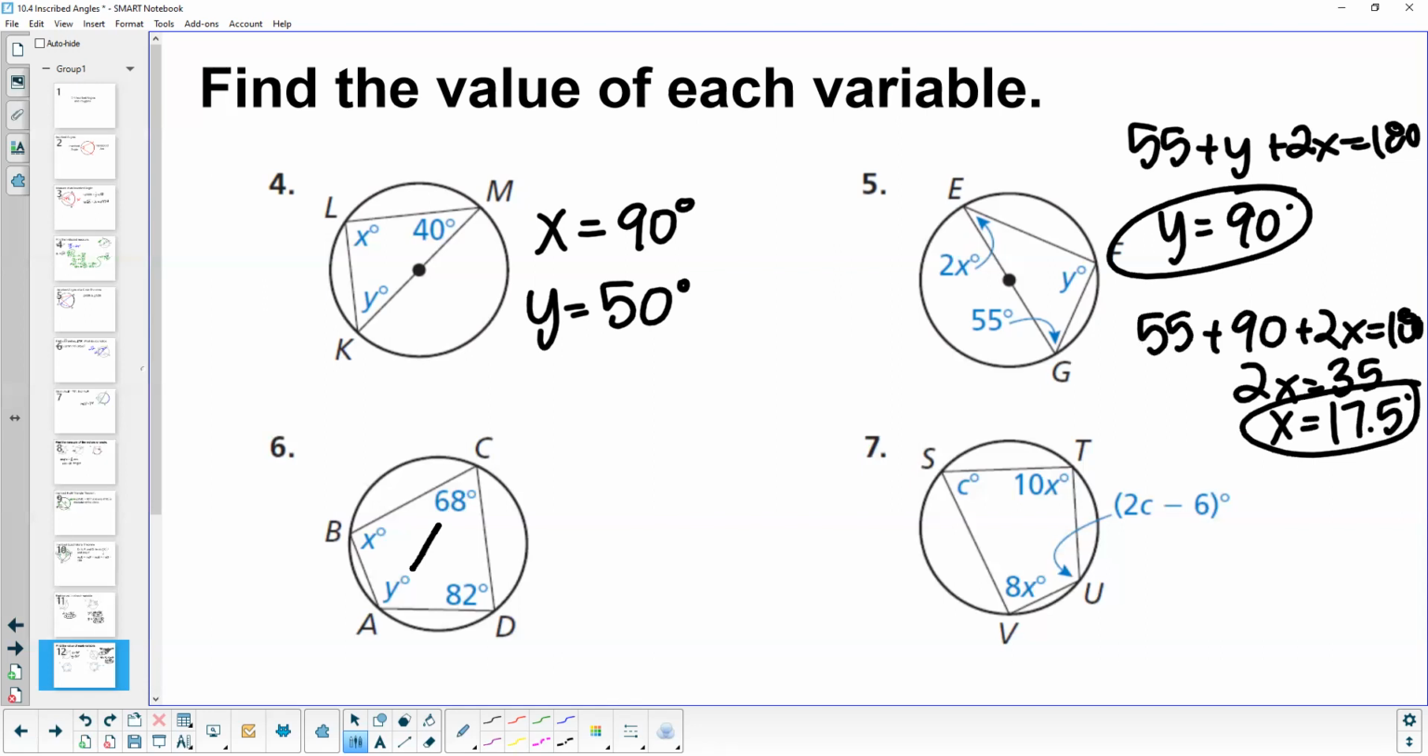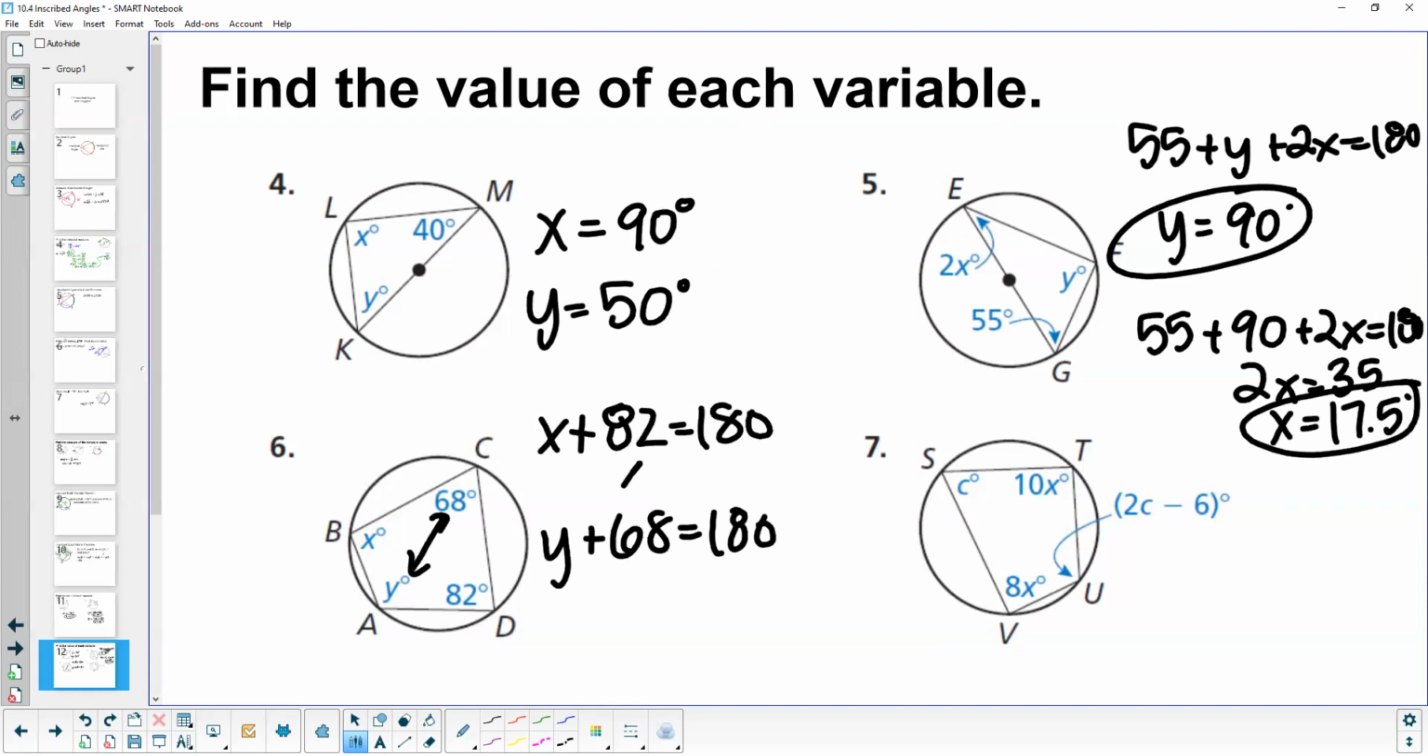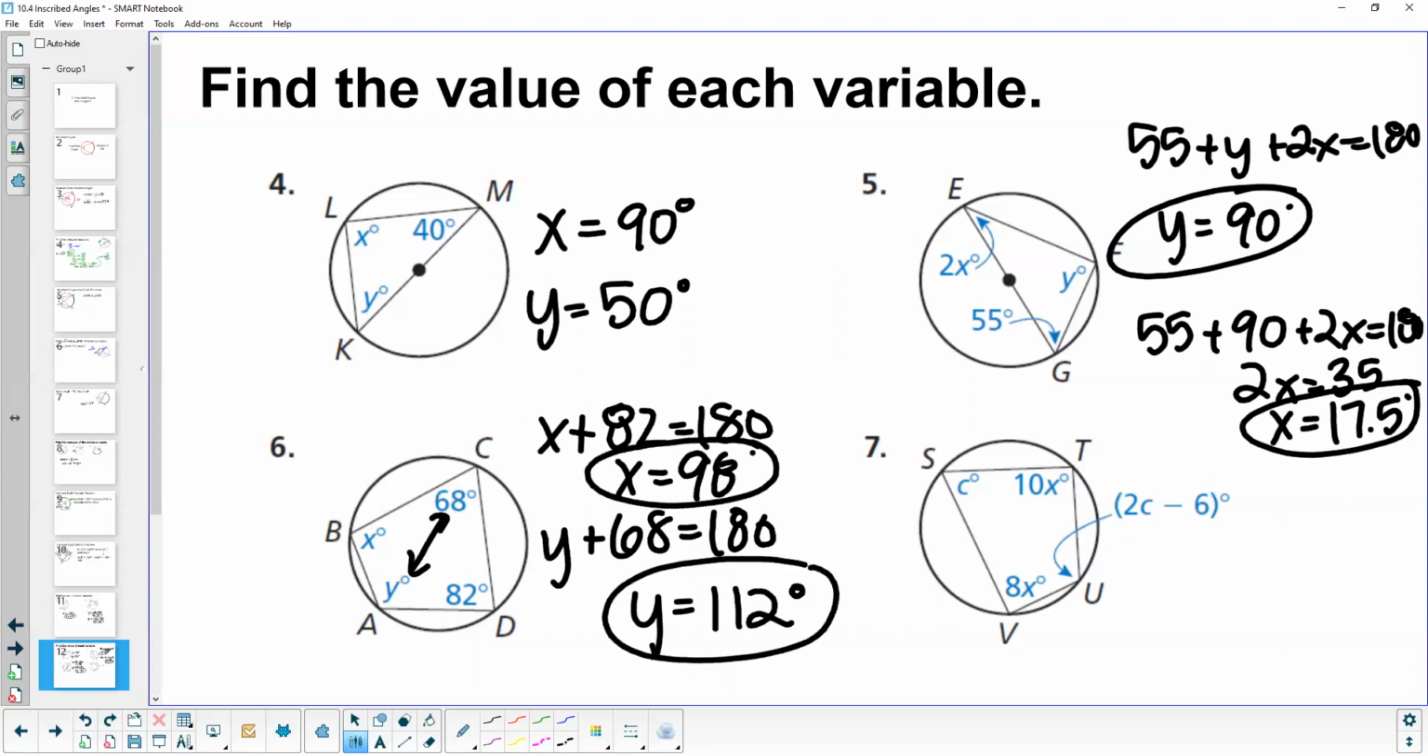Again, we know that the opposites will add up to 180. So that means x plus 82 equals 180. And we know that y plus 68 equals 180. And so if x plus 82 equals 180, then we know that x is going to be 98 degrees. And if y plus 68 equals 180, then we know that y is going to be 112 degrees. Okay, so that one, again, was the simpler one.